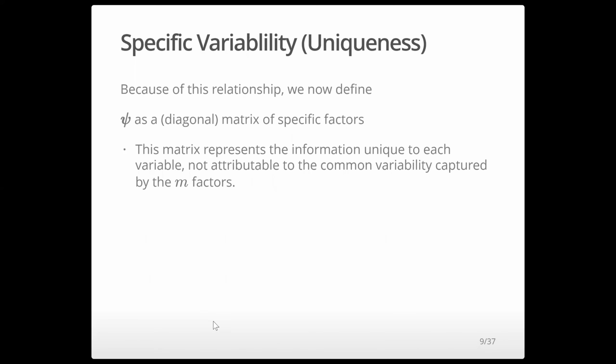Then the specific variability, the uniqueness, is captured by this psi matrix. So this is the diagonal matrix of specific factors. This is the remainder of the variability in each variable that's not attributable to the correlations. This is unique information in each variable that's not captured by the M factors.